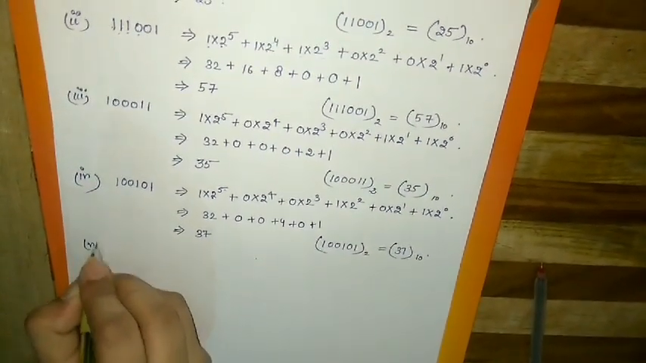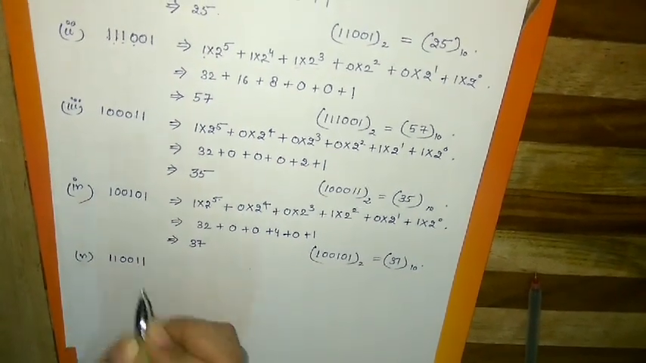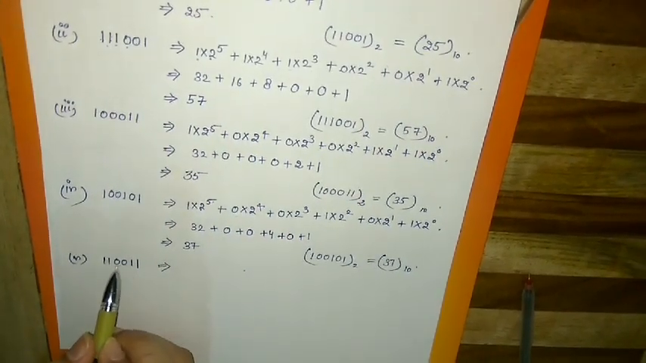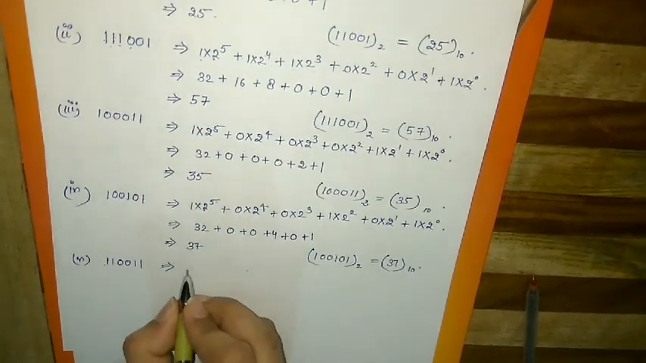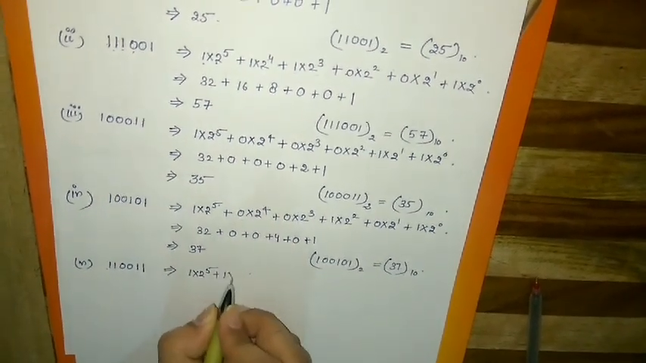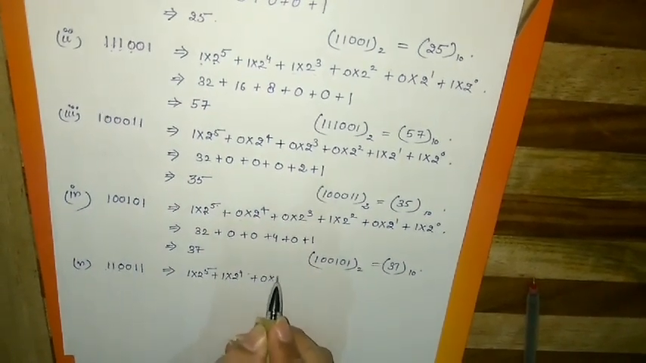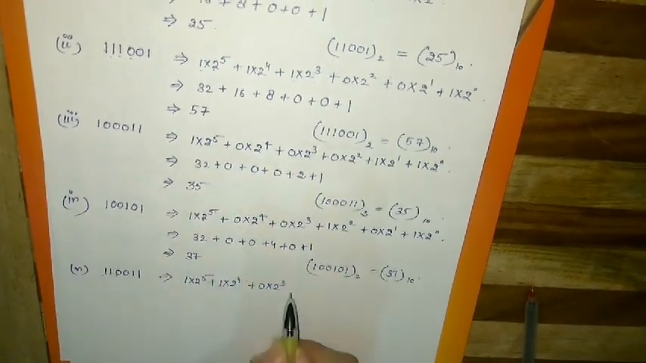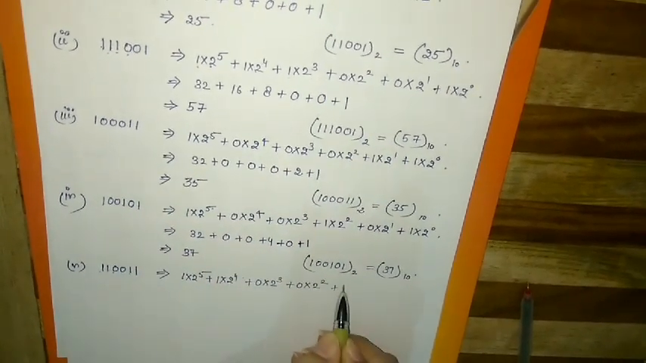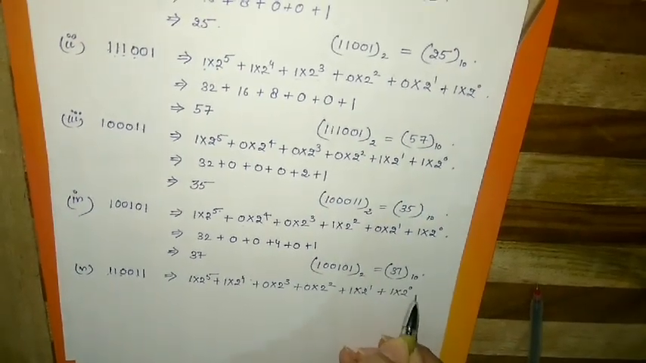The last one, fifth part. It is 110011. Okay, now again count the digits 0, 1, 2, 3, 4, 5. So 1 into 2 to the power 5, then again 1 into 2 to the power 4, then again 0 into 2 to the power 3, again 0 into 2 to the power 2, then again 1 into 2 to the power 1, and last one 1 into 2 to the power 0.